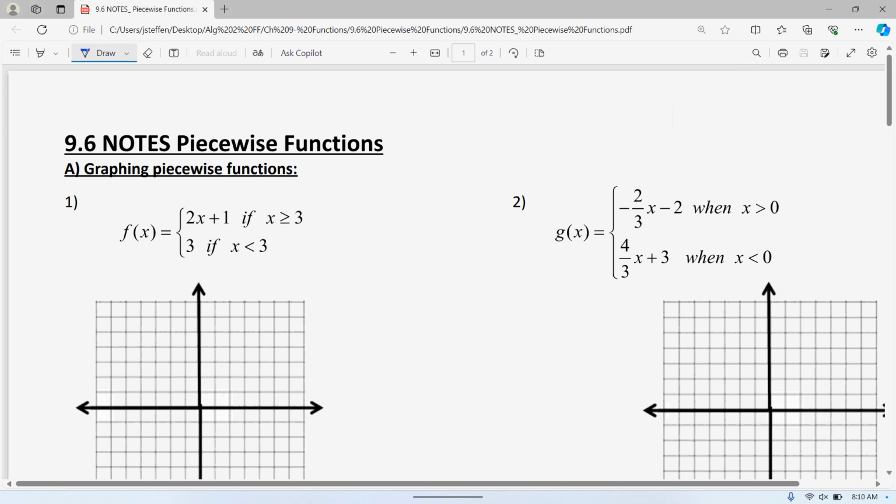9.6 is piecewise functions. And this is kind of a little bit different. We're shifting gears a little bit. These last 3 lessons are, I wouldn't say standalone because they're about functions, but they don't necessarily connect as directly as the last couple lessons with the operations and the compositions and stuff like that.